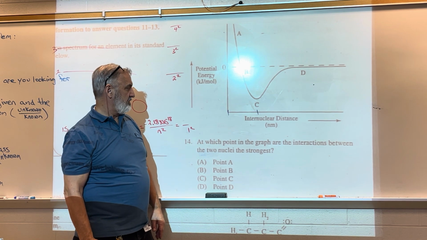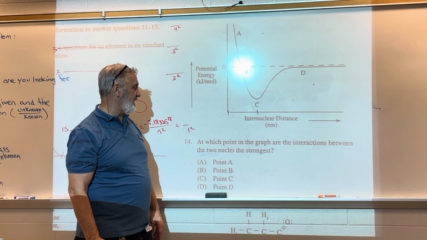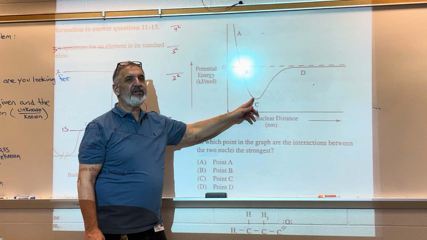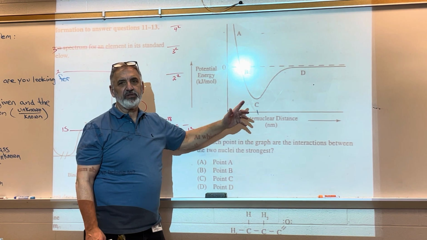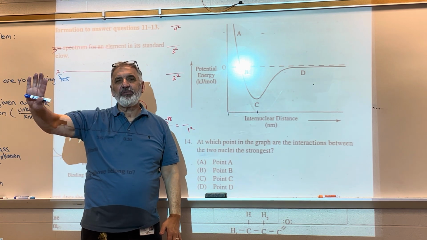I knew I was right. Potential energy's the highest. Well, are the interactions between the two nuclei, well, they're talking about repulsive force. They're never going to ask that. They're always going to ask where it is going to be here. That's a stupid question. You got it wrong. Well, no, I'm 100% sure.